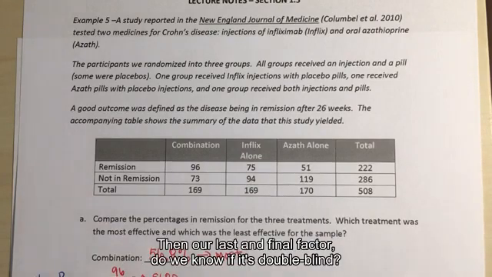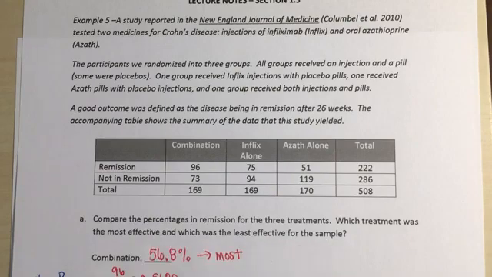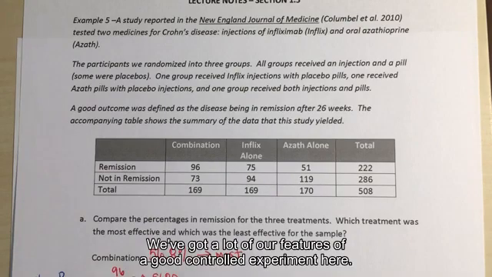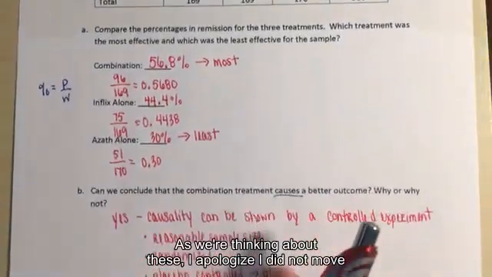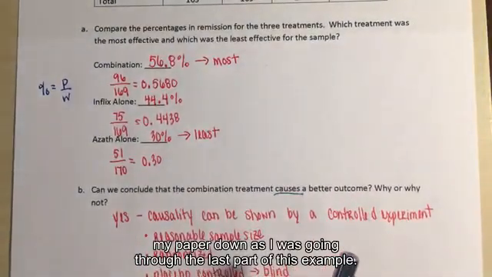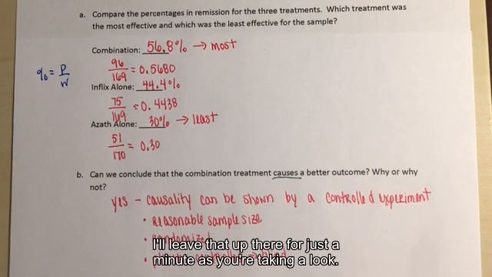And then our last and final factor, do we know if it's double-blind? Not necessarily, but we can assume that it is at least a blind experiment. Right, so we've got a lot of our features of a good controlled experiment here, and as we're thinking about these, I apologize, I did not move my paper down as I was going through the last part of this example, so I'll leave that up there for just a minute as you're taking a look.